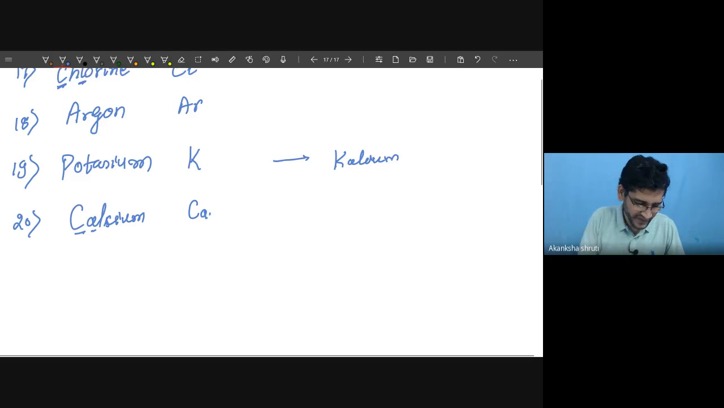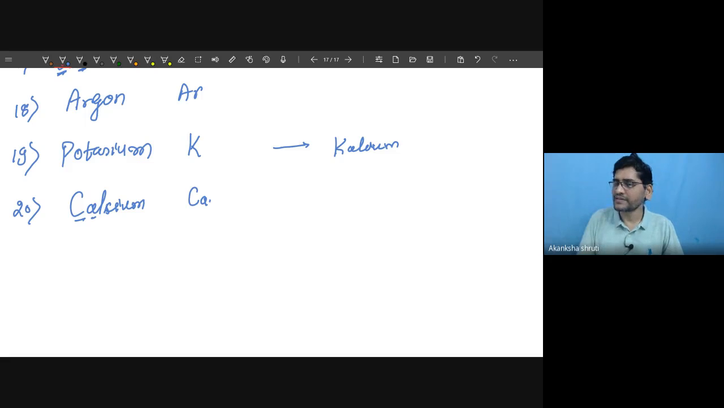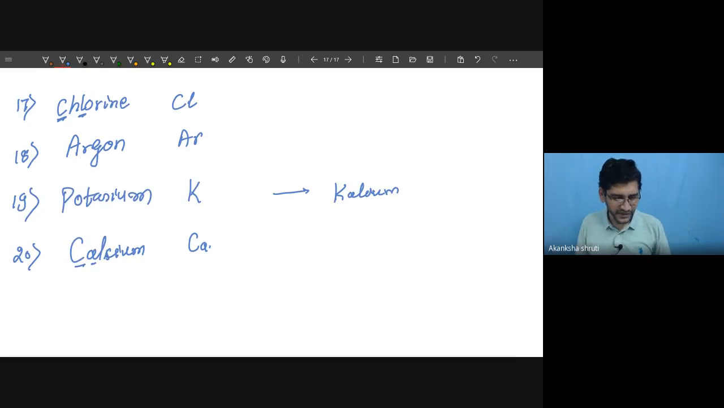Calcium. There are many more. Continuously you can write up to 120, but for students, I have written in serial fashion. What is the order? This order number is also important. We will learn this in the next chapter, called atomic number. So it gives the atomic number.